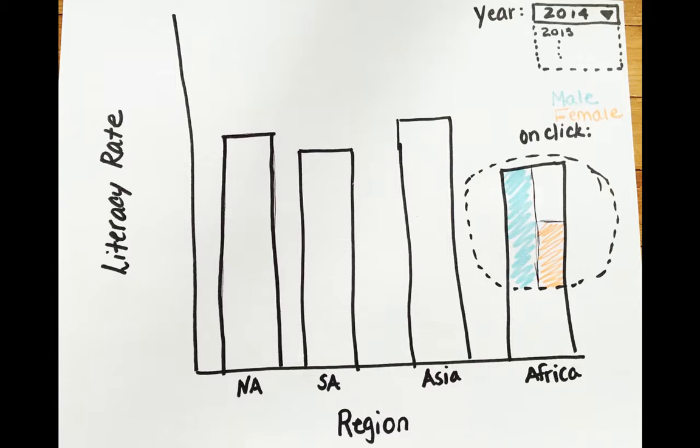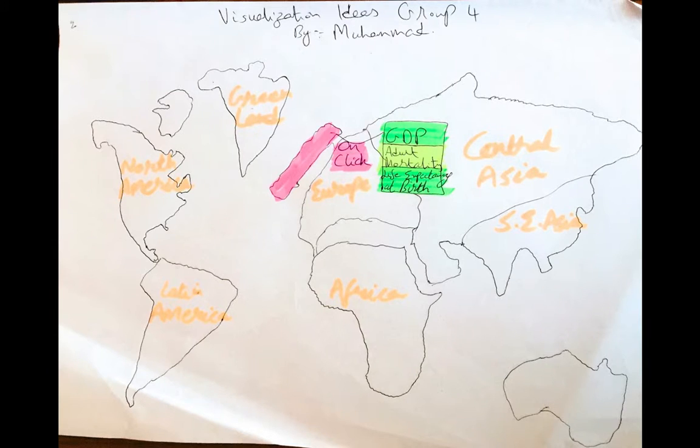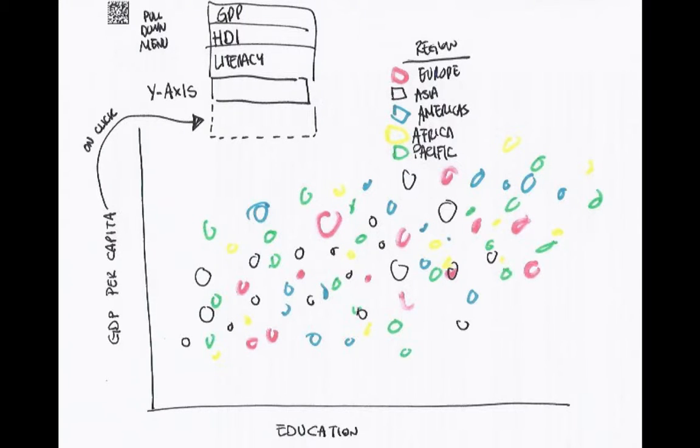The second sketch is a bar chart that relates literacy rate to geographic region. Interactions include filtering by year and clicking to show individual rates by gender for each region. The third sketch is a map where upon clicking, the user is shown the GDP, adult mortality rate, and life expectancy at birth. The last sketch is a scatter plot relating several indicators to education as a continuous variable. Region is encoded in the point colors. The user has the option to change the indicator represented on the y-axis via a drop-down menu.